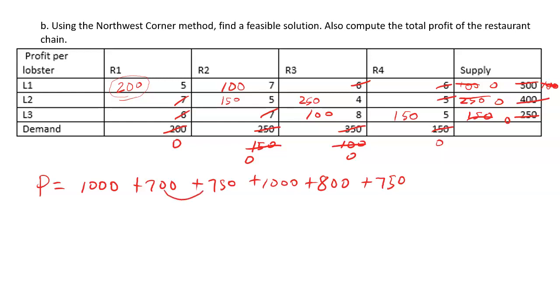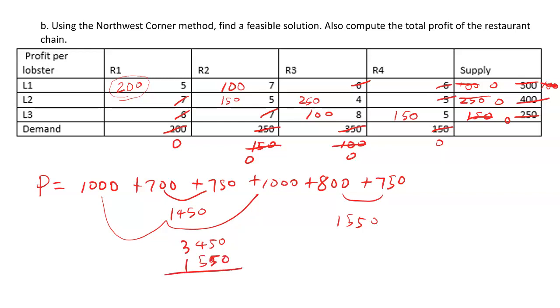So what is this? This is 1450. And then this added up as 3,450. And these two add up to 1550. So adding the two, we get $5,000 as the profit. Okay, so we see that this feasible solution gives you 5,000.